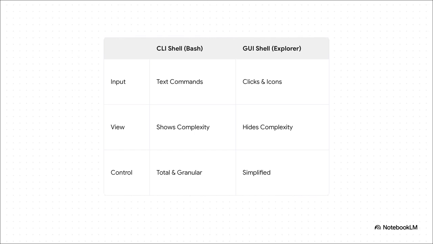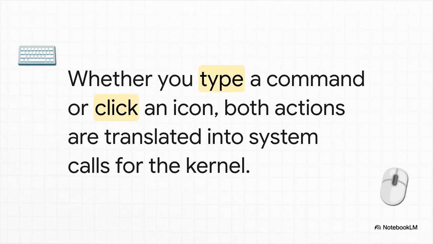So let's put them side by side. You've got the command line, the CLI, which takes your typed commands. Then you've got the graphical user interface, the GUI, which takes your clicks and drags. The real difference is what's hidden. The CLI shows you all the complexity and gives you total, fine-grained control. The GUI tucks all that complexity away behind friendly pictures. But at the end of the day, they're both doing the exact same thing. Whether you type open my file or you double-click the my file icon, the same thing happens underneath. Your shell, graphical or not, sends these same requests to the kernel. That mouse click, it's just a command in a pretty disguise.